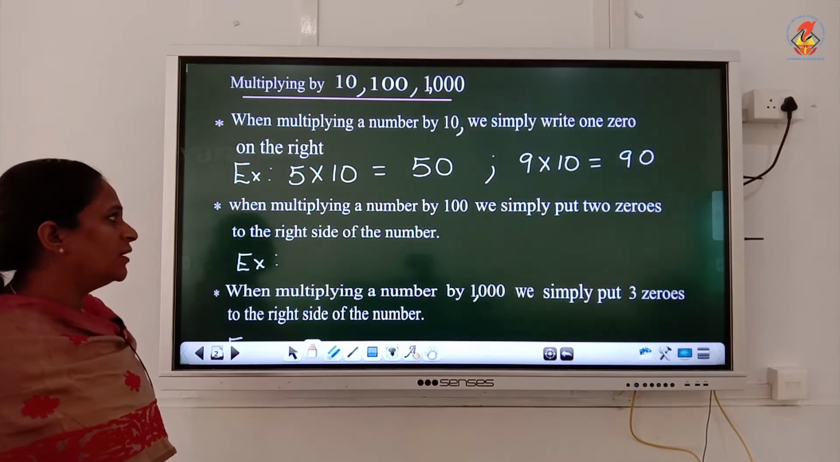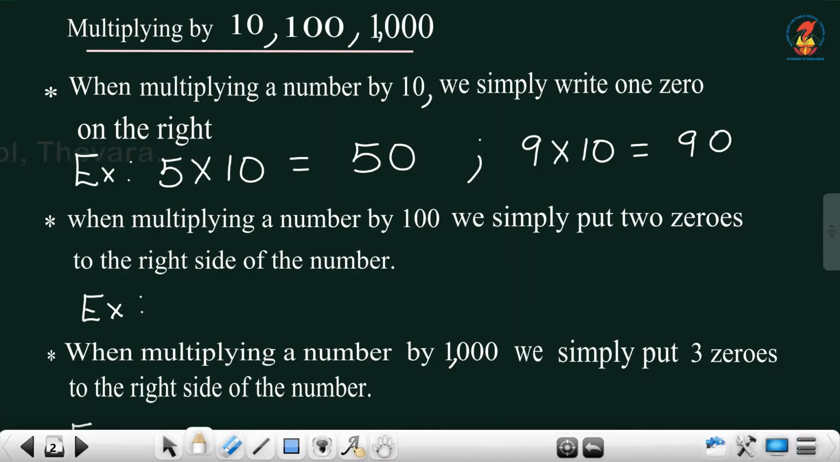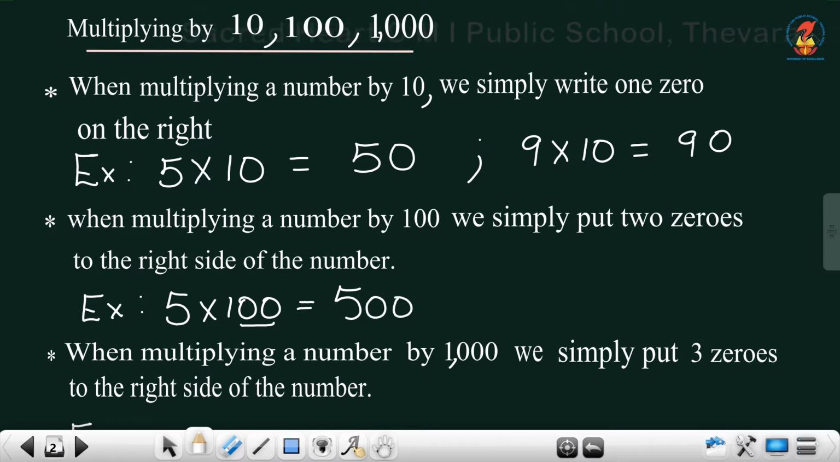When multiplying a number by 100, we simply put 2 zeros to the right side of the number. Let's take another number, 5 into 100. Now, how many zeros do we have? Here, 2 zeros. 5 into 1 is 5. And how many zeros? 2 zeros you put on the right side of the number.